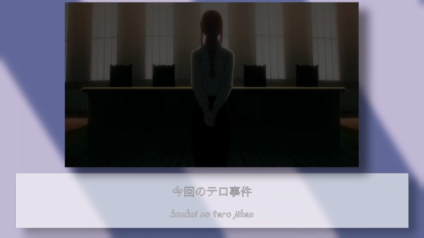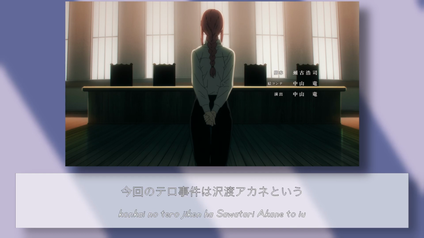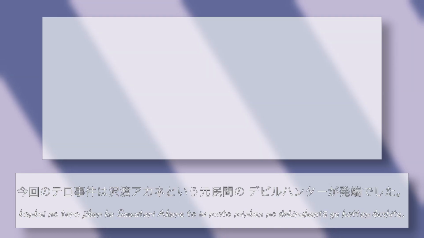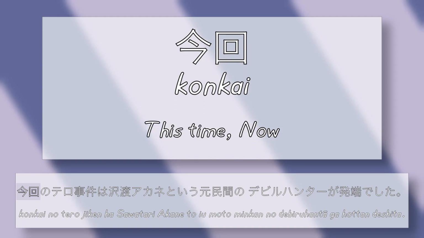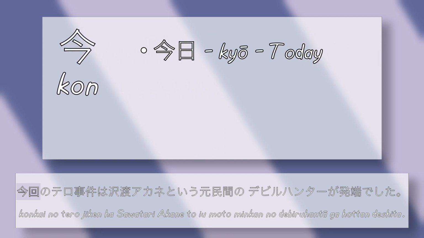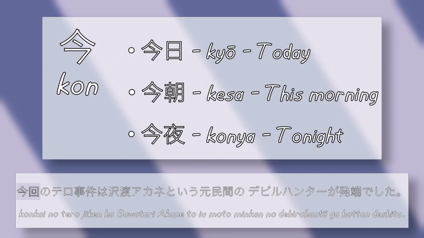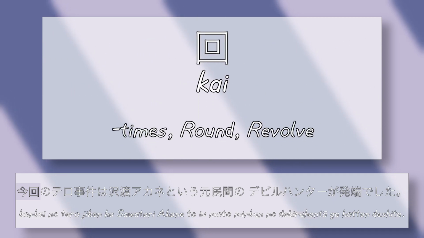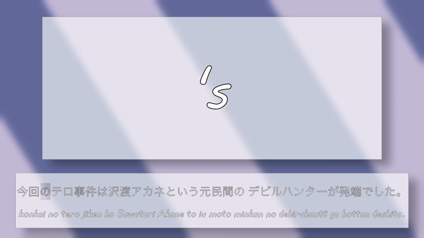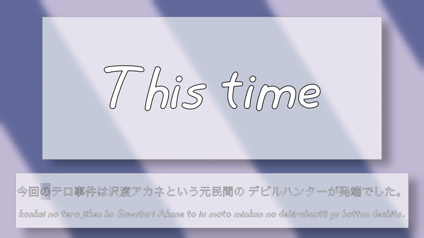So first is konkai, which means this time or now. The two kanji are kon, meaning now. It's a very common kanji, also used in words like today, this morning, tonight, and so on. And the next kanji is kai, meaning times, round, or revolve. The no particle here is a possessive marker like an apostrophe s in English. It changes the previous noun this time to this time's.